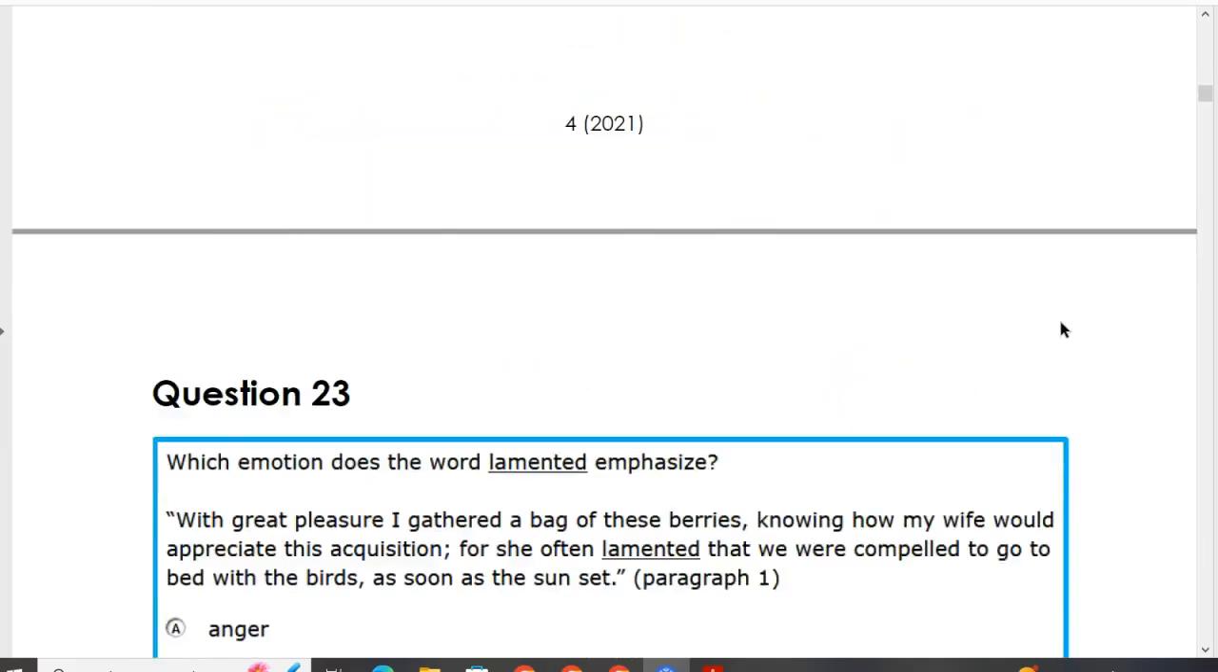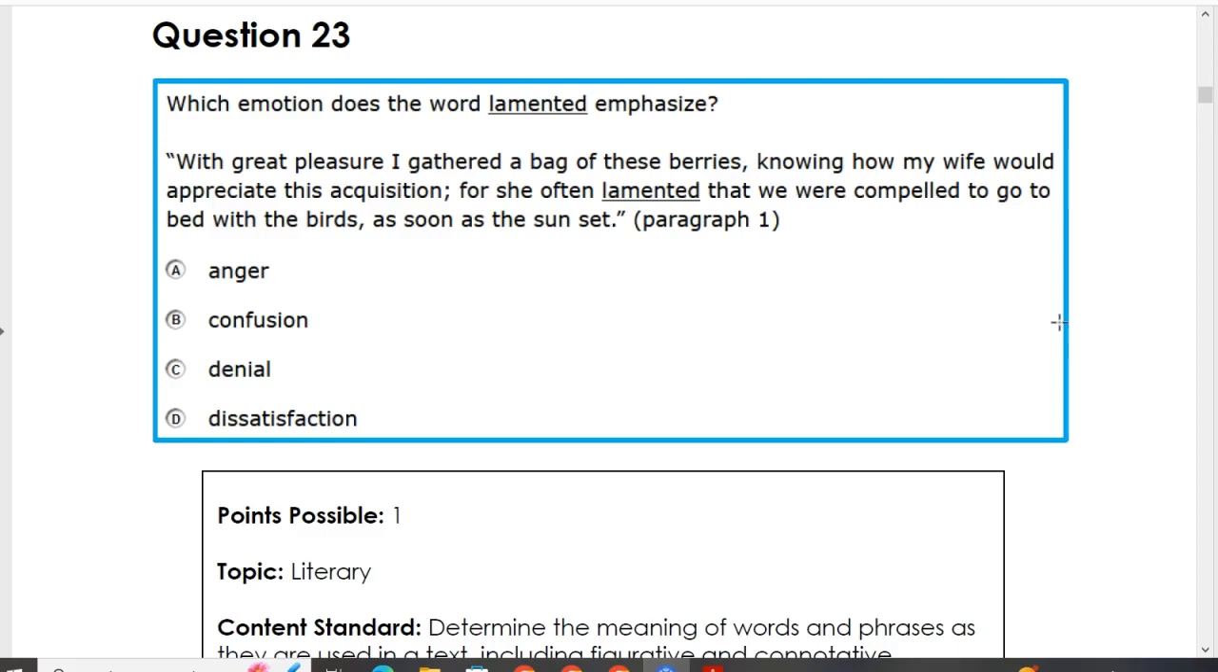And here's question 23. Okay, so again, just to recap, we highlight things when we read our questions of where we can find answers and the things that we're looking for. So which emotion does the word lamented emphasize? With great pleasure, I gathered a bag of these berries, knowing how my wife would appreciate this acquisition, for she often lamented that we were compelled to go to bed with the birds as soon as the sun set. And that can be found in paragraph 1.